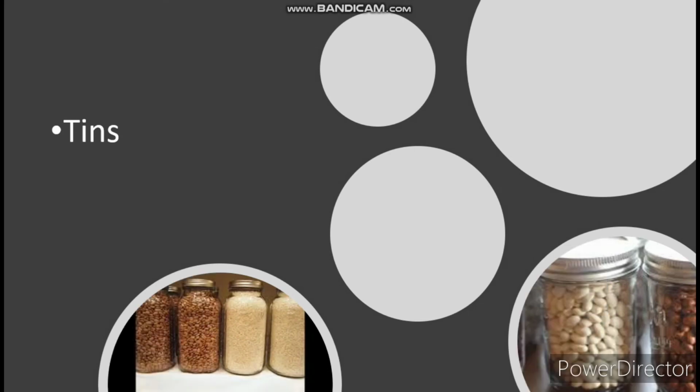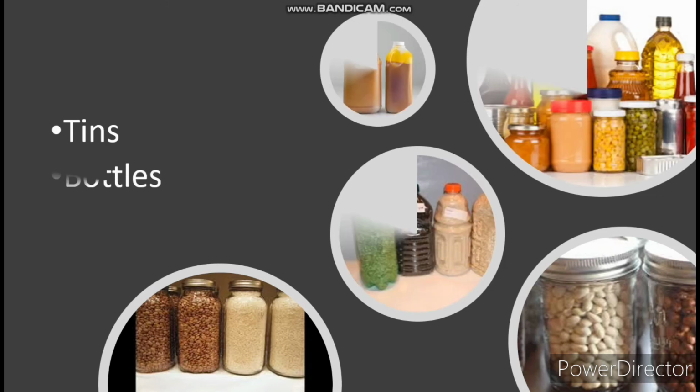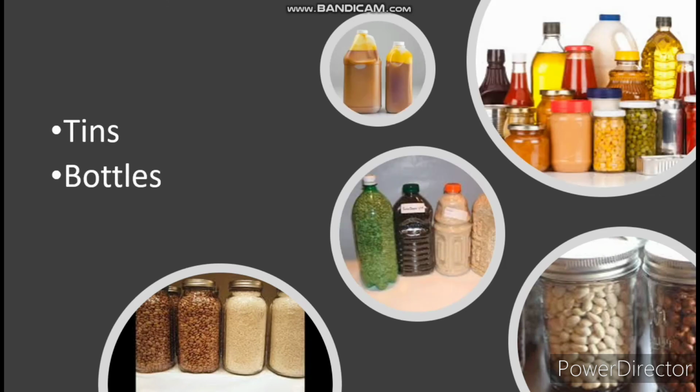Tins with tight fitted covers like the one in the picture can also be used to store dry food, or you can also use them for liquid food like vegetable oil or red oil. Then bottles. Bottles are good for groundnuts, melons, ogbono, crayfish, pepper, and so on.